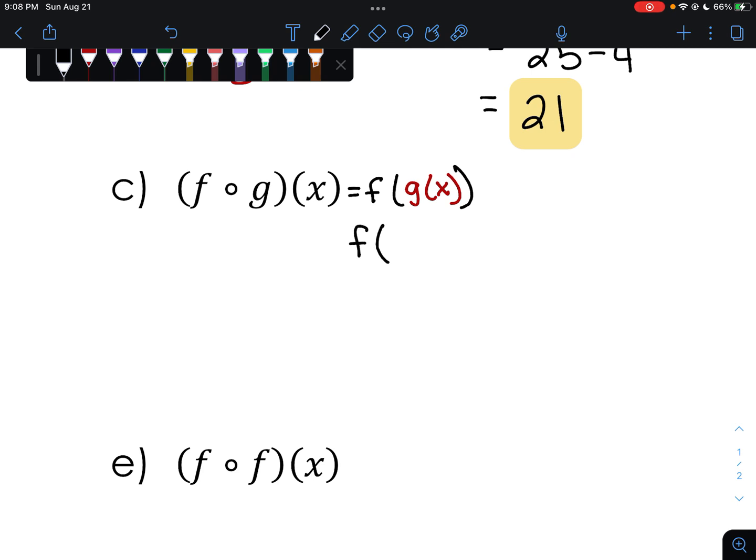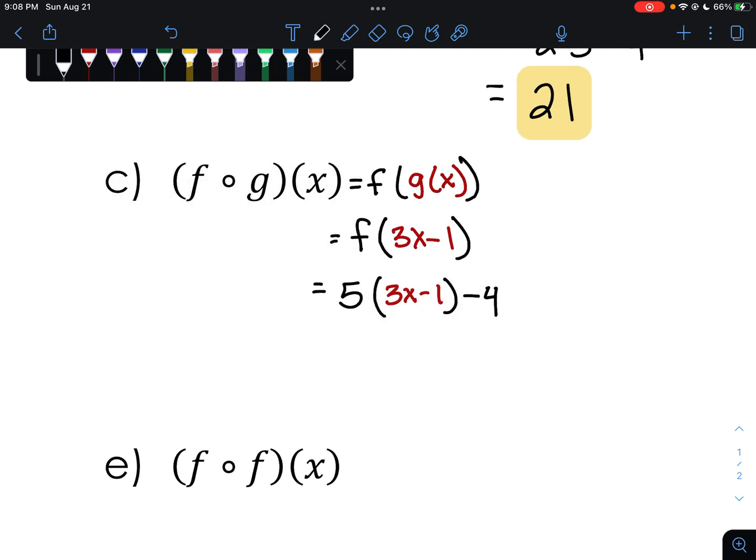g of x is equal to 3x minus 1. Anywhere there's an x in f of x, we are going to replace it with 3x minus 1. So what that looks like is 5 times 3x minus 1, minus 4. Now we just have to simplify. 5 times 3x is 15x. 5 times -1 is -5, minus 4. Combine like terms, we get 15x minus 9.